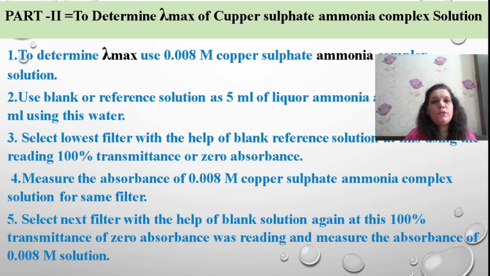Now we'll move forward to part 2, that is, the second part of your experiment, where we are going to determine the maximum absorbing wavelength for the copper sulfate ammonia complex solution. Just now we have listed and prepared 4 different solutions of known concentration. We have 2 unknown concentration solutions and 1 blank solution. Among these, the highly colored solution is 0.008 molar copper sulfate ammonia complex solution. We are going to utilize this highly concentrated, highly colored solution to find out the maximum absorbing wavelength.